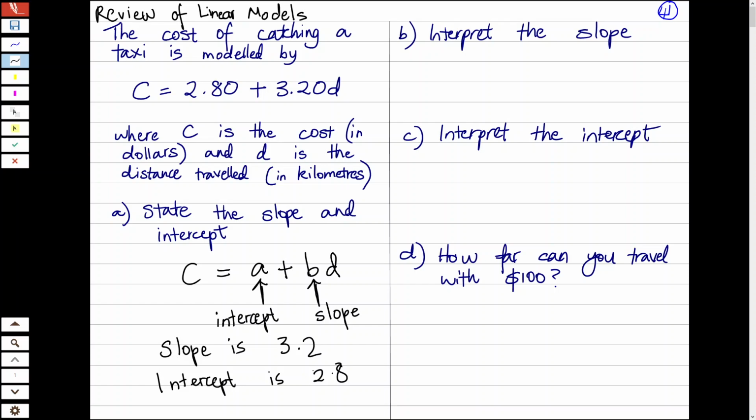I'm so confused. Okay, so that's a really good question, Tara. Tara has asked, how do you know how far the taxi has traveled? The answer is, it doesn't matter. It could be any number. That's why I've used a variable d there.